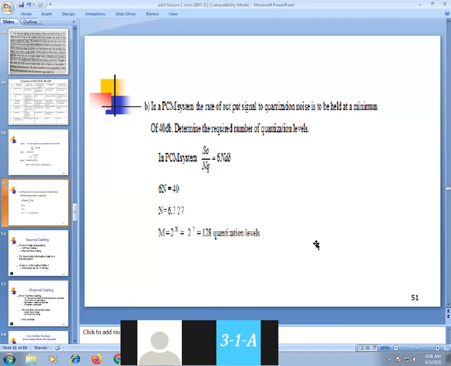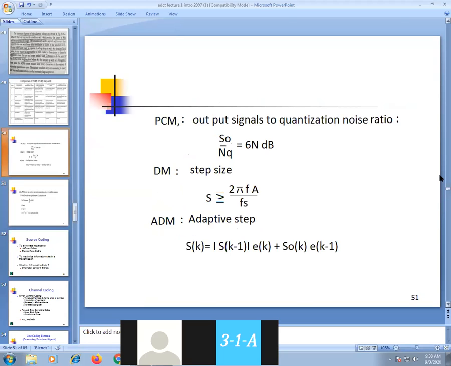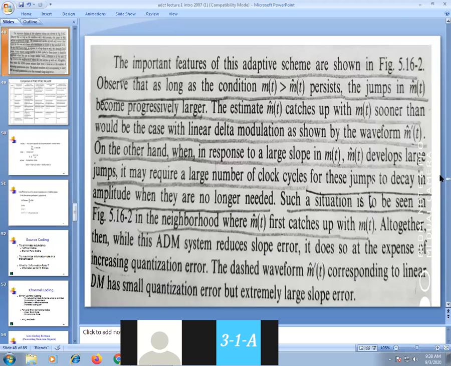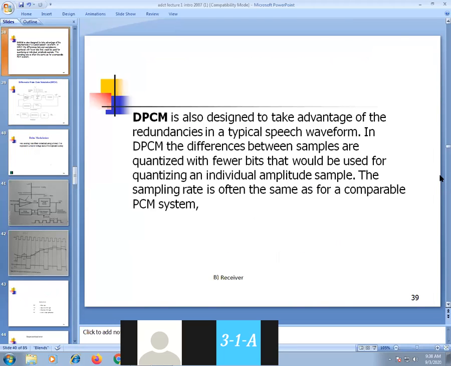If n is not equal to 0, what happens? The signal output is not equal to the signal input. Now the output of the signal is added to the noise. The noise is nothing but contaminated information. Now S naught by NQ is reduced there. So there are mathematical equations here.